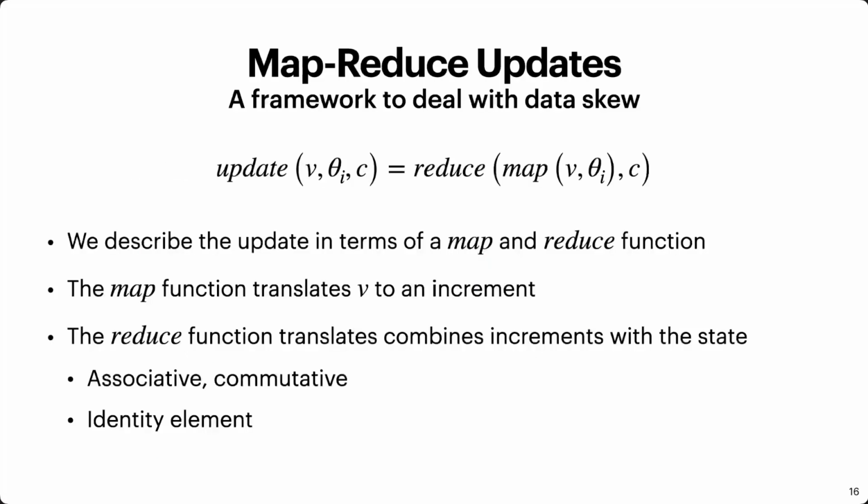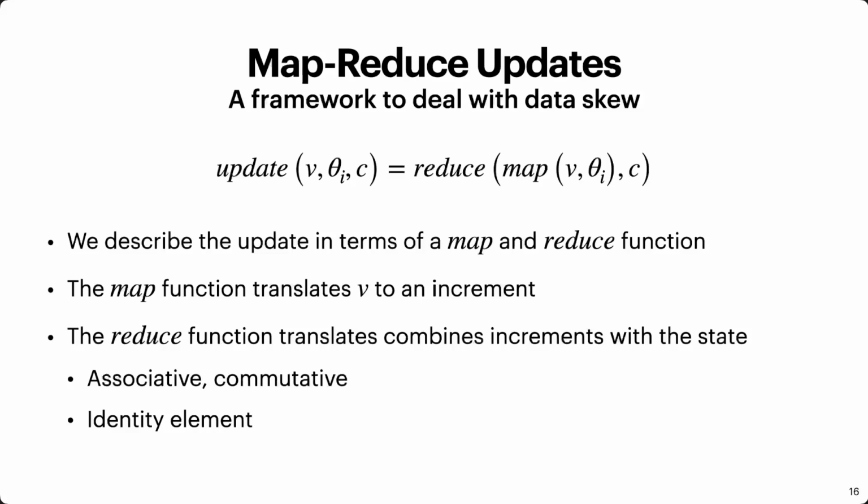This additional solution requires us to slightly modify the select update model by splitting an update into a map function that computes an increment and a reduce function that combines these increments with the previous state of the entry in the sketch matrix. This reduce function has to be associative, commutative, and there has to be an identity element.